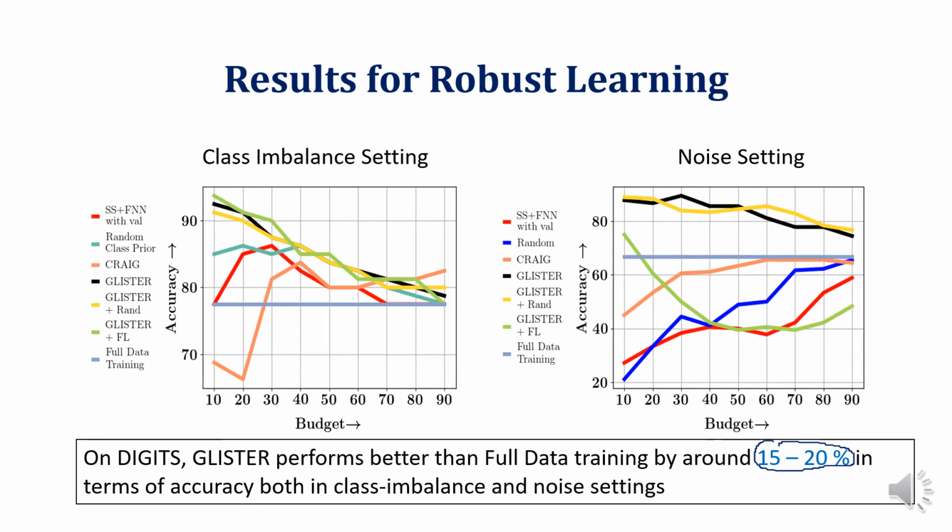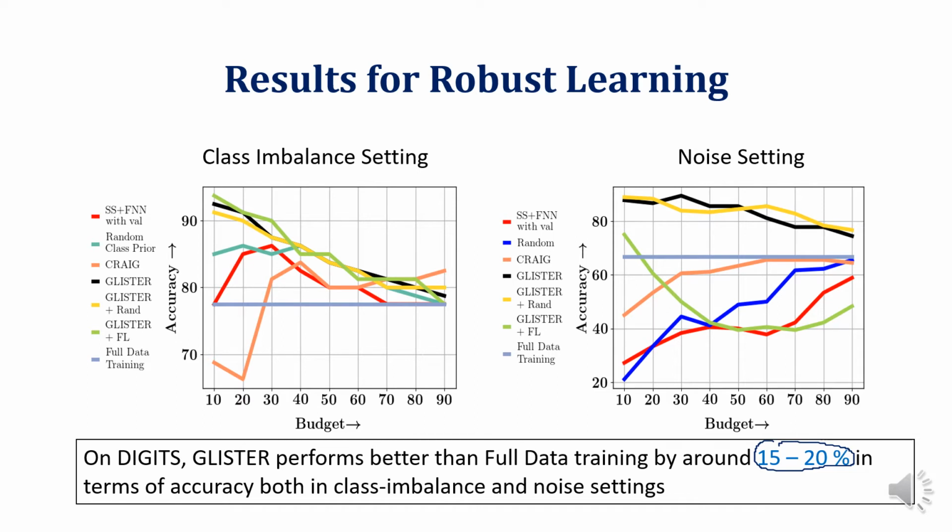Here are results on robust learning. What happens if there's a class distribution shift, or an introduction of noise? We find that even in these settings, Glister can perform even better than the full data, and that too by a significant margin, 15 to 20% in terms of accuracy. This is of course in both class imbalance and noise settings. The results are evident here. You can see the significant improvement that Glister has.